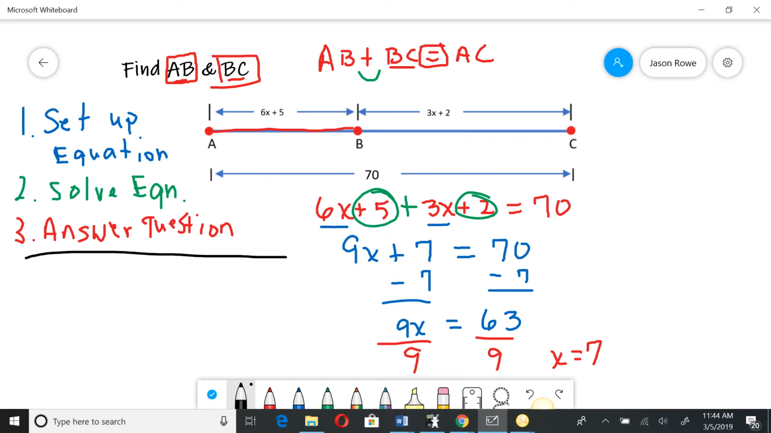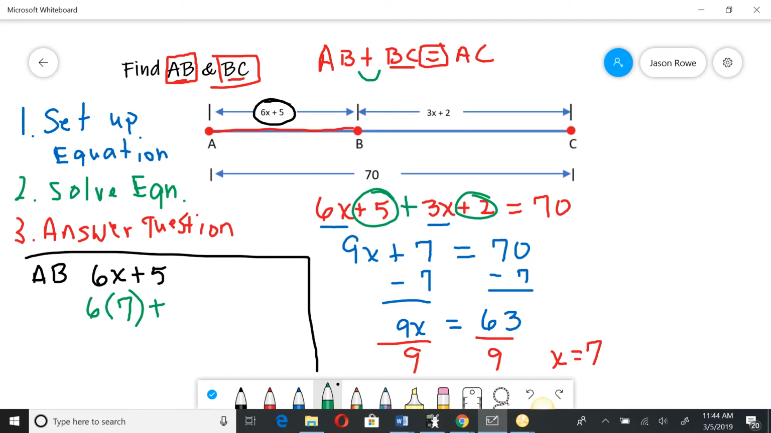So I'm going to section this off a little bit. So here is AB. I know that AB is 6x plus 5. I'm going to replace x with 7, and then solve. 6 times 7 is 42. 42 plus 5 is 47. So AB equals 47.